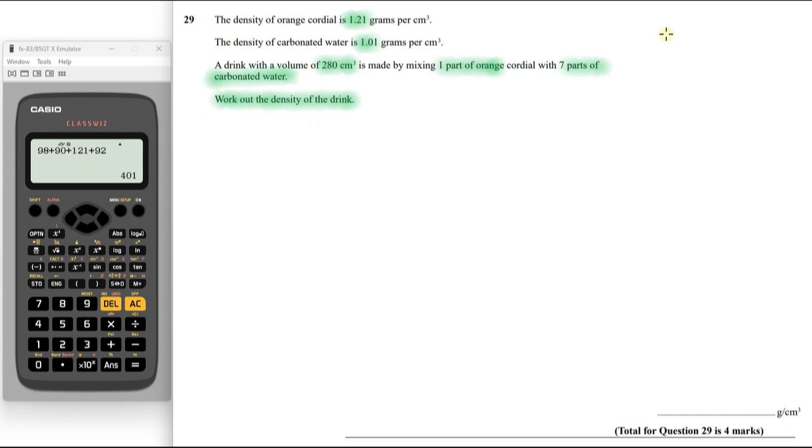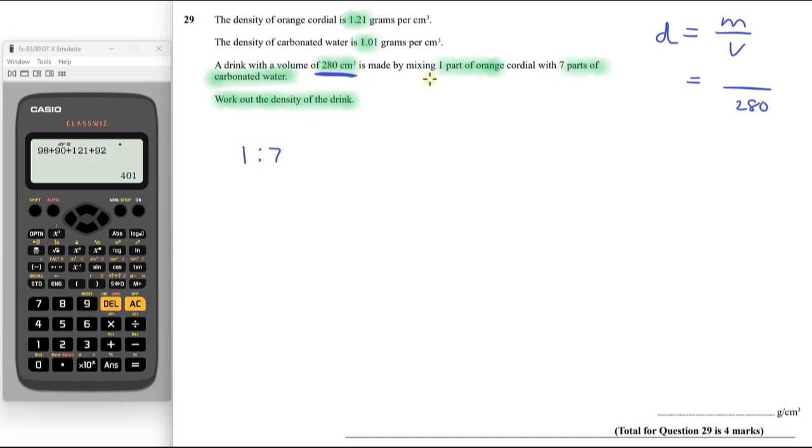So how do we work out density? The formula for density is mass divided by volume. Notice we know what the volume is. The volume is 280. So it's going to be something divided by 280. We just need to work out what the mass of the drink is. So we know what the ratio is for orange to water. We know the ratio is 1 to 7 for the volume.